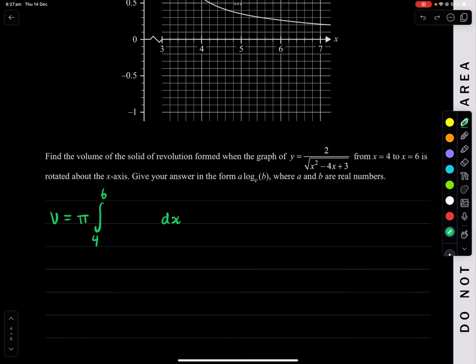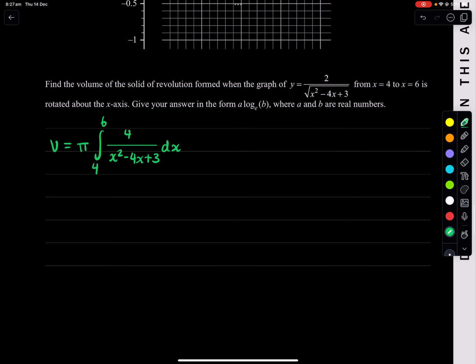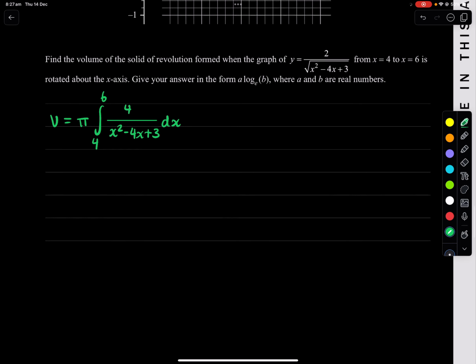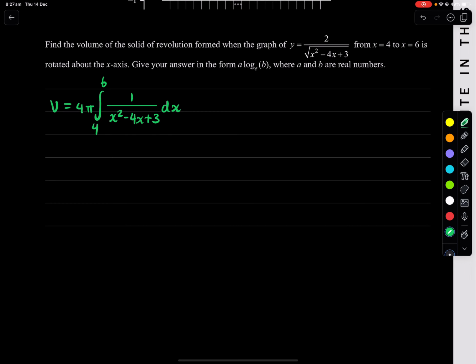So what's our y squared? Well, we know y, and imagine squaring it. So it's just going to be 4 divided by x squared minus 4x plus 3, squared. And we can take that constant out to make our life easier, so 4 pi. Great. And from this, I know I can't factor that out.